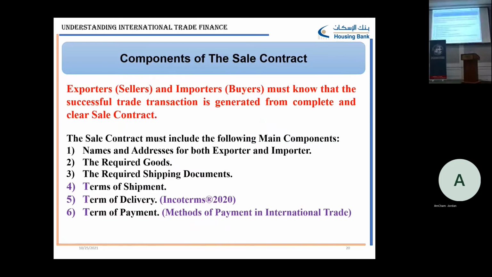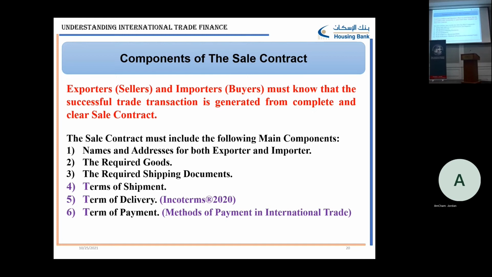Now we will talk about the components of the sales contract. Actually, we have 6 components to be inserted in the contract of sale. Exporter seller and importer buyer must know that the trade transaction is generated from a complete and clear sale contract. This is, let us say, a law. Without a clear contract of sale, we will not have a successful or complete trade transaction.